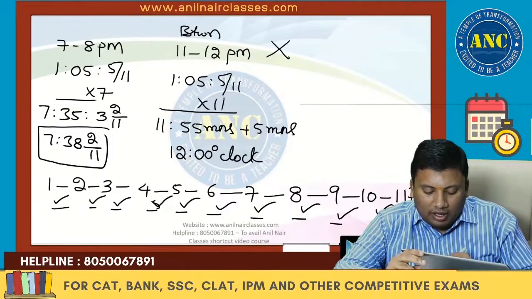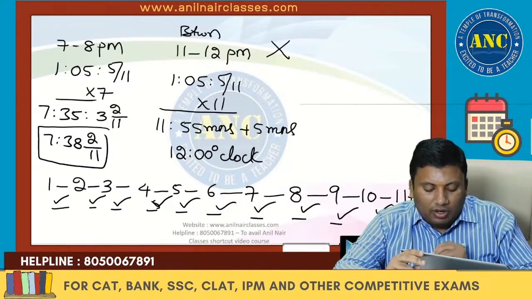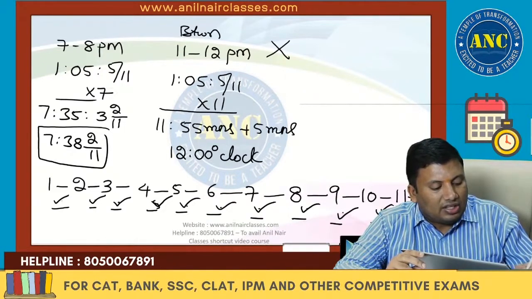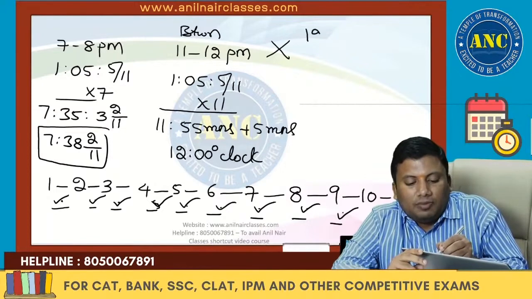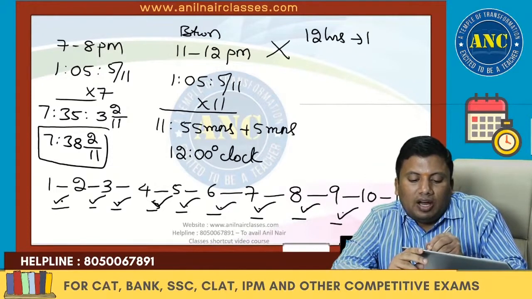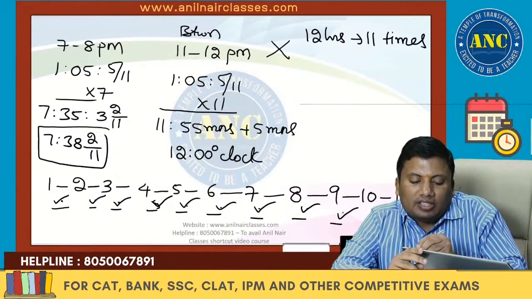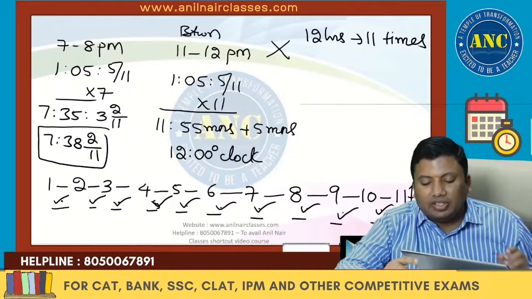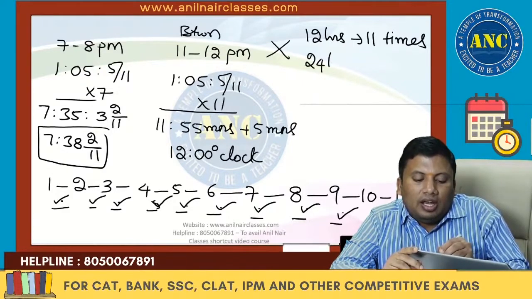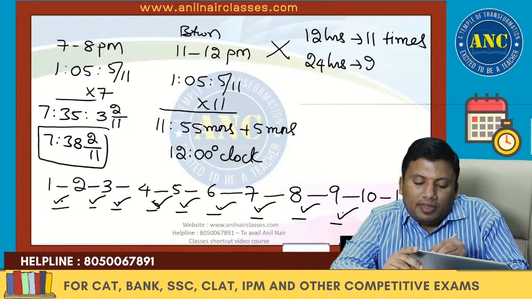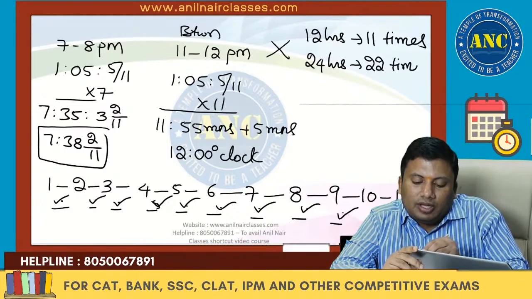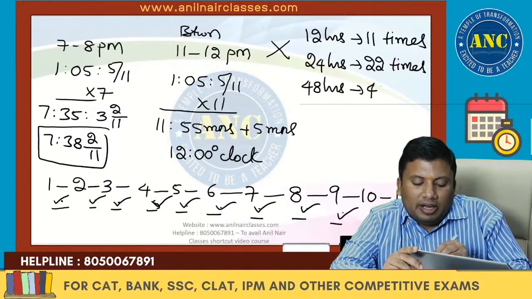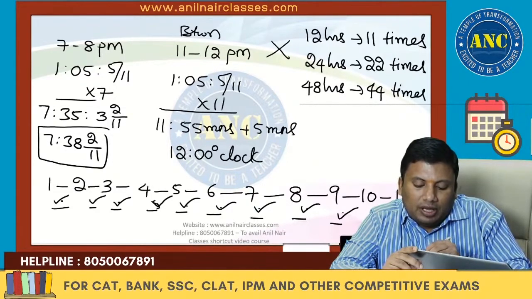From 12 to 1, at 12 o'clock there is a coinciding. That means 1, 2, 3, 4, 5, 6, 7, 8, 9, 10 plus 1, that is 11. That means in 12 hours, both the hour hand and minutes hand will coincide 11 times. I hope it is clear. In 24 hours, how many times will they coincide? 22 times. If it is 48 hours, 44 times they will coincide.